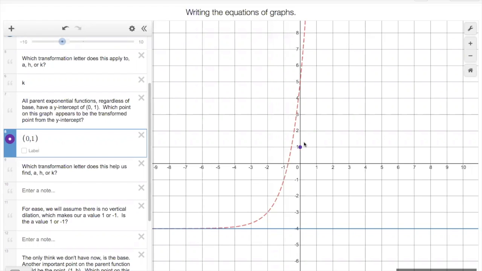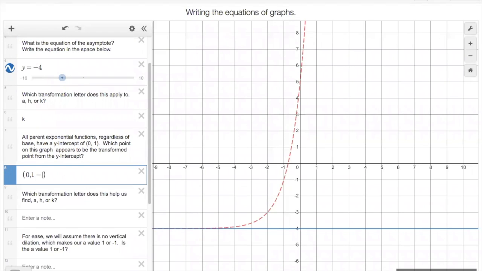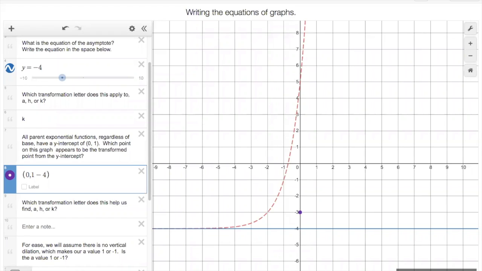And to do that, I need to understand the left movement, right movement, down movement, up movement. I already know the down movement. We already said that K, which is up and down, is -4. So I know that this point right here of 0, 1 is going to move down 4, meaning the y value is going to change and go down 4. So now I'm right there.